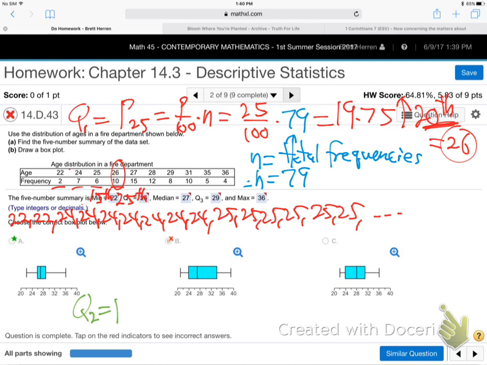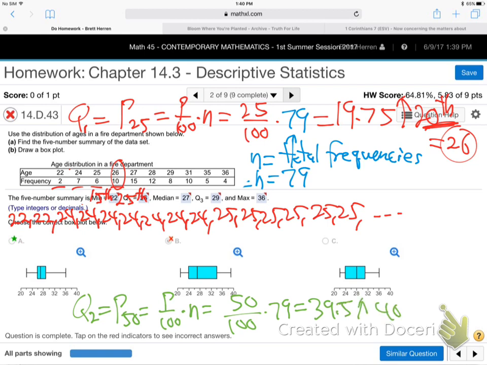So Q2, P50, P over 100 times N, 50 over 100 times N. N is the number of numbers, which is what, 79. So I'm getting 39.5, round it up, 40th. So we've got to go get the 40th number. The 40th number will be the median, the P50. Is that good? So we got to find the 40th number now, don't we? So how do we find the 40th number?